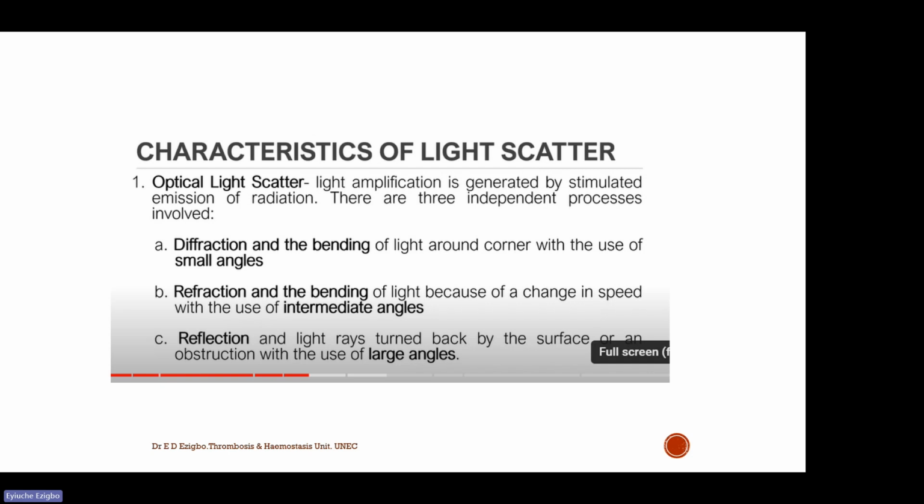Or is it refraction, bending with an intermediate angle? Some cells have the capacity to cause the light to be refracted at an intermediate angle, and they will use that characteristic to pick those populations of cells that have that capacity. And some cells can cause the light to be reflected at a larger angle. So depending on the angle at which the cells diffract, refract, or reflect the light, they will be able to sort out and characterize blood cells.